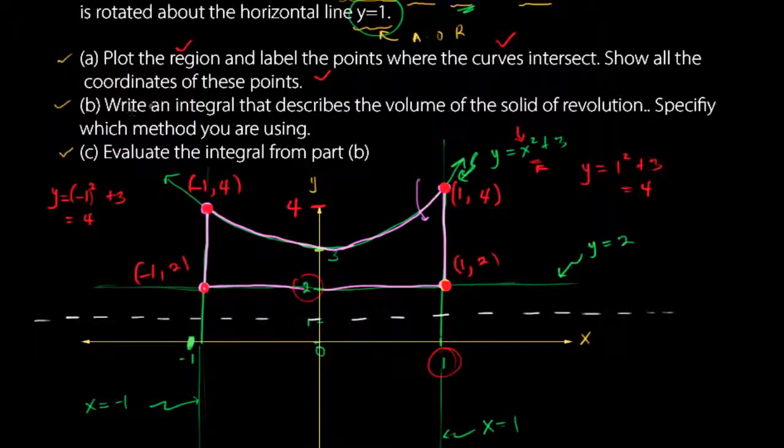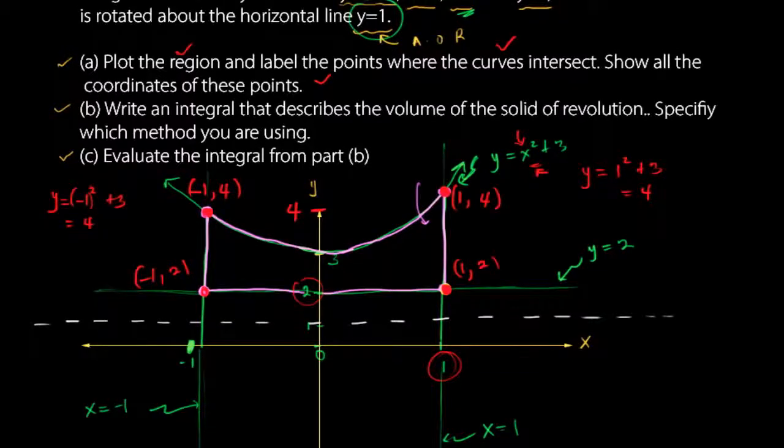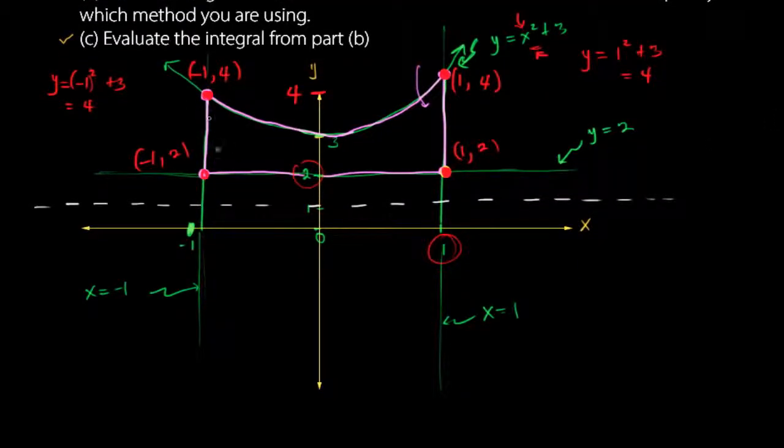The next one says write an integral that describes the volume of the solid of revolution. We've been told that the region we have here is rotated about this axis of rotation. Since it's rotated about this, the axis serves as a mirror. There are lots of things going on here. The whole thing is spinning around this axis, so it's going to have a replica.